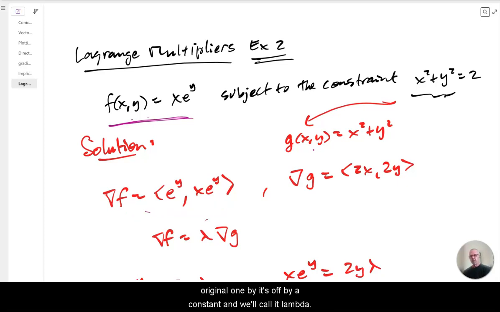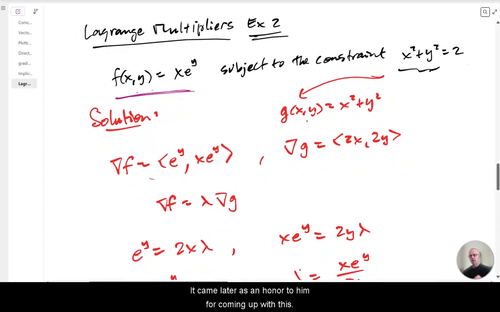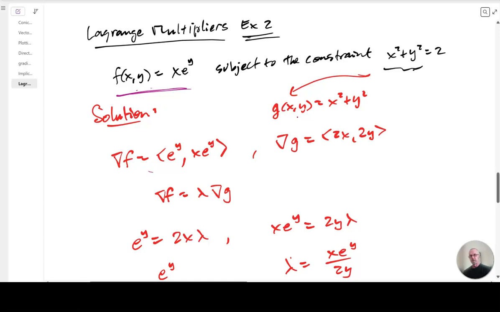it's off by a constant, and we'll call it lambda. Lambda is the Greek letter for L. He didn't name it that. It came later as an honor to him for coming up with this.